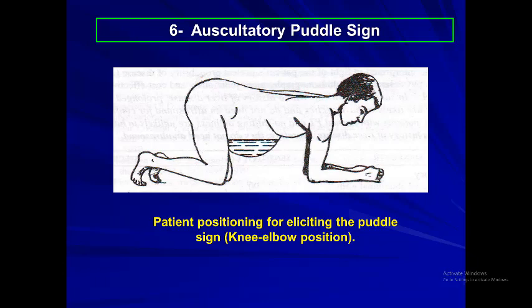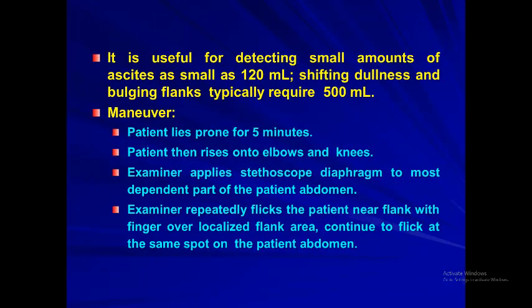Auscultatory Puddle sign. It's useful for detecting small amounts of fluid. It can detect as little as 120 milliliters. Shifting dullness and bulging of flanks typically require 500 milliliters.